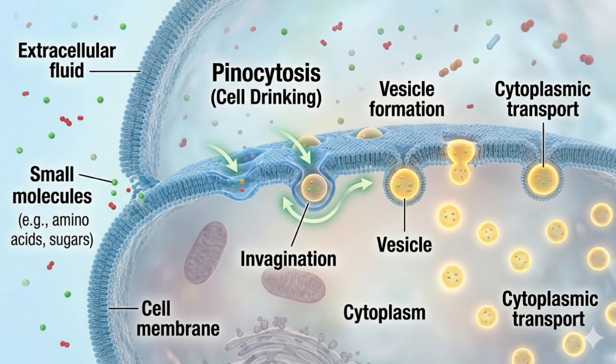Next is pinocytosis, often referred to as cell drinking. Unlike phagocytosis, this process involves the uptake of liquids and dissolved substances. The key concept here is that it is not specific. The cell is not targeting a particular molecule. Instead, it simply takes in extracellular fluid along with whatever solutes are dissolved in it.